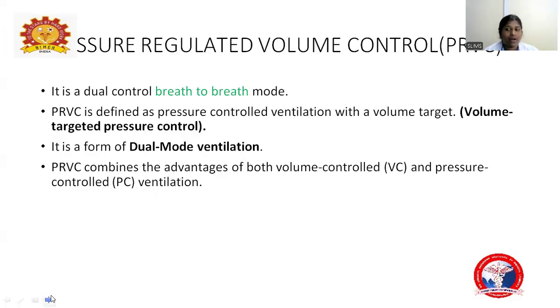So first we'll see them one by one. The first is pressure regulated volume control. As we said, it is a dual control, but breath to breath mode, so it varies from breath to breath. Pressure regulated volume control is defined as pressure controlled ventilation with a volume target. So the volume is targeted and we control the pressure to provide adequate oxygenation and ventilation to the patient. It is a form of dual mode ventilation and combines the advantages of both volume control and pressure control ventilation.